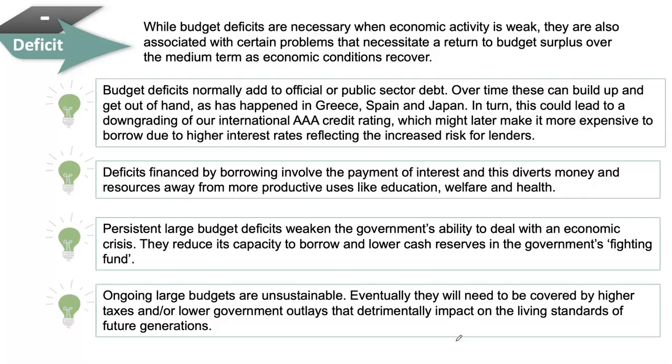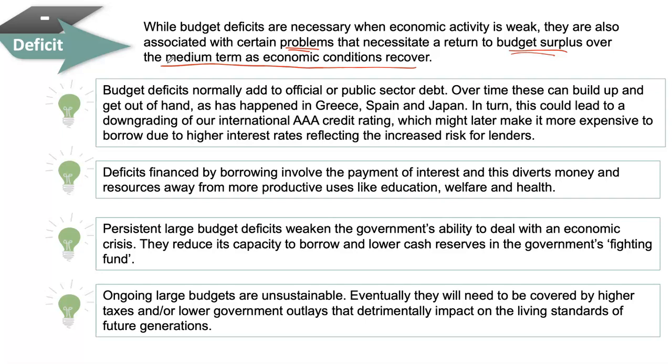The first thing to recognize is often these deficits are necessary when economic activity is weak. It's important that we create an expansionary budget to increase the size of our economy and to increase aggregate demand and GDP. There is generally a problem if we keep having deficits though. And there is a necessity to return to a budget surplus over the medium term as our economic conditions recover, as this expansionary budget has done what it should do.